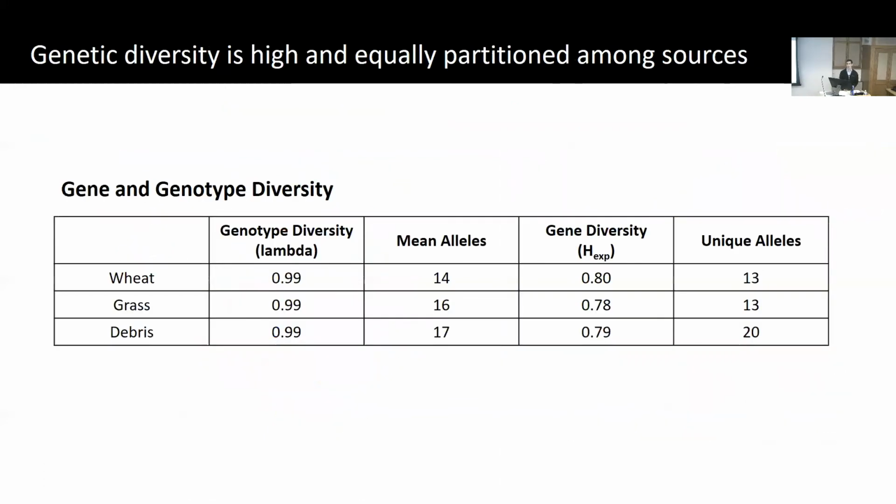Last thing I want to mention about this relates to genetic diversity and how it was evenly spread between isolate sources. So of the 700 isolates that we fully genotyped, only about 50 were identified as clones, which means genotypic diversity was extremely high, as in 0.99 on a scale of 0 to 1. We also saw equivalent allele diversity, listed here as mean allele numbers, and gene diversity, and even the number of unique alleles from each source was more or less equivalent.